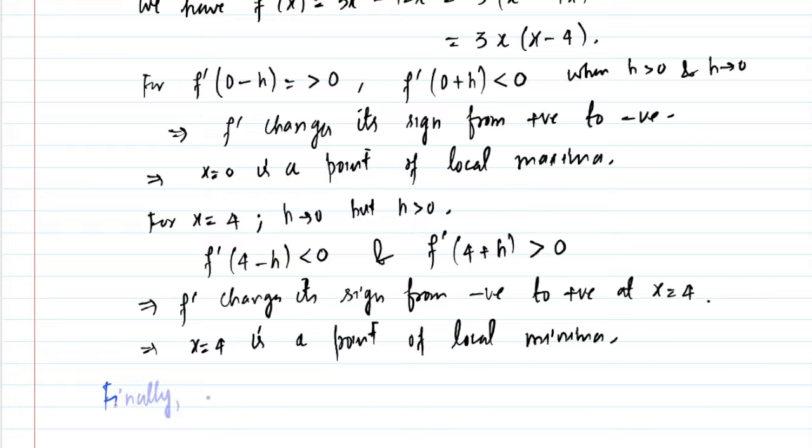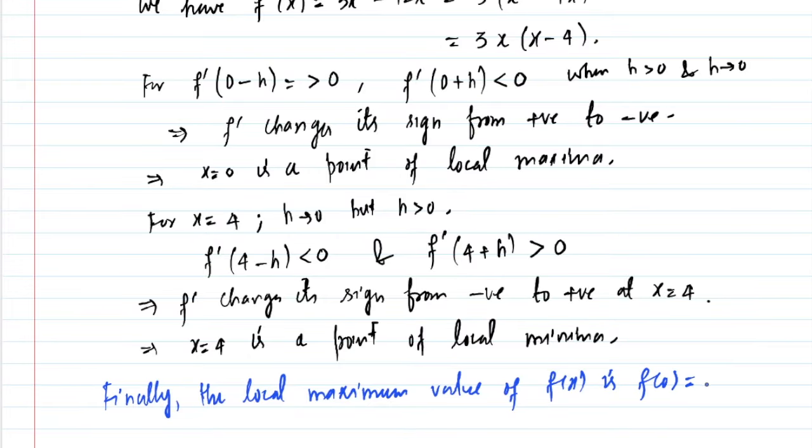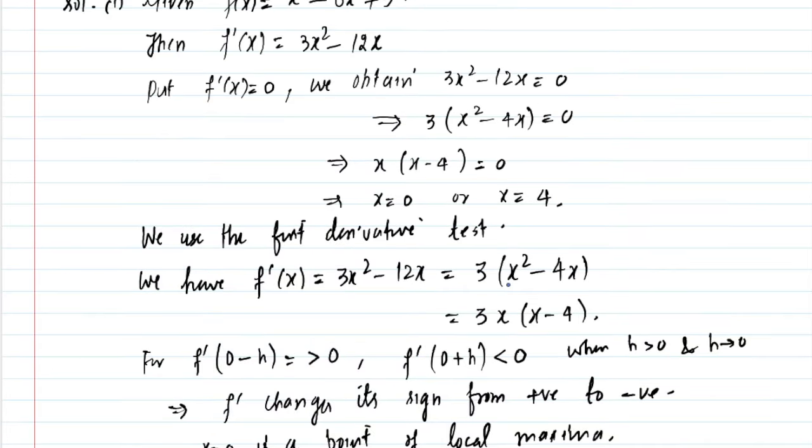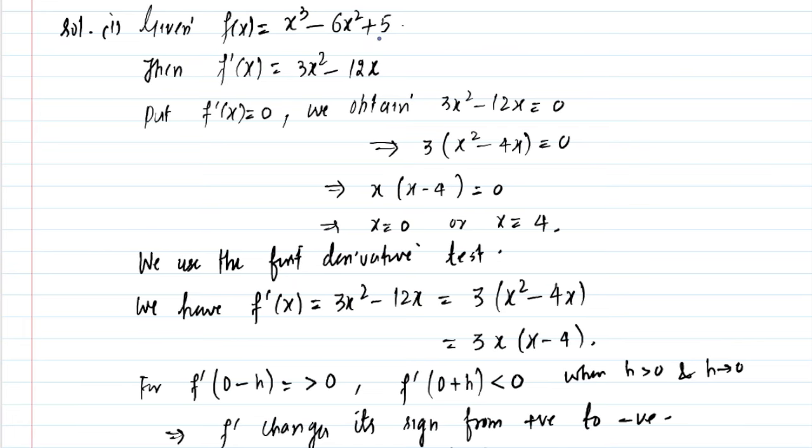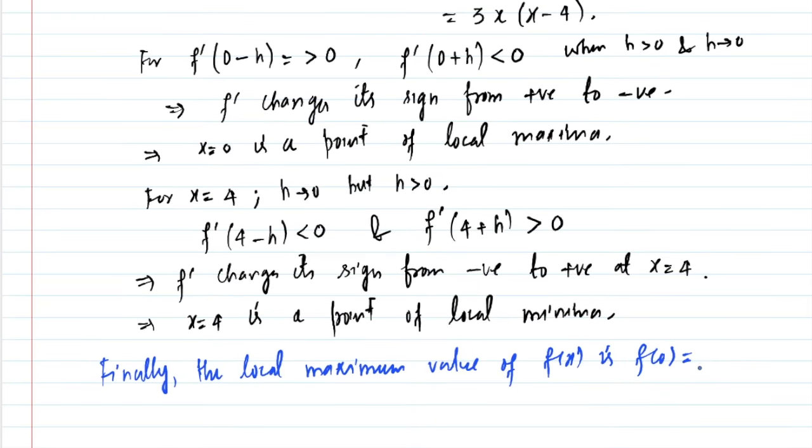So finally the local maximum value of f of x is f of 0, which is equal to, now let's substitute this 0 in the given function. When we substitute 0 in the given function we get 5. So therefore the local maximum value is 5.